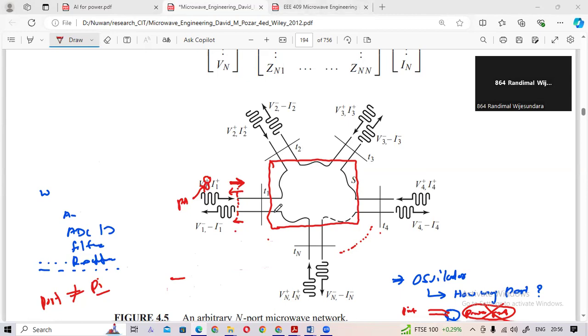Actually, the ground and lines are not mentioned here. So maybe this may be a ground and this may be a line. It is not mentioned here. Actually, it is not very important. We are considering this port actually. It is like this.